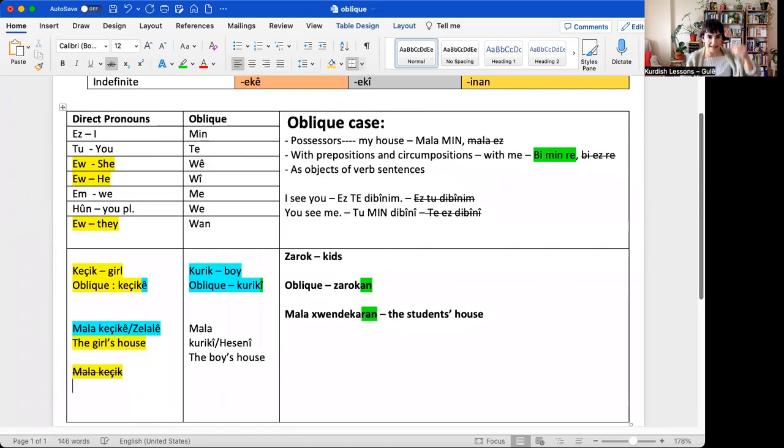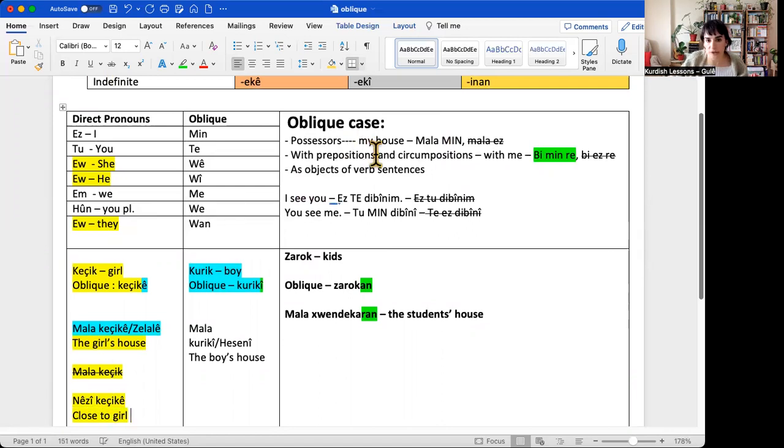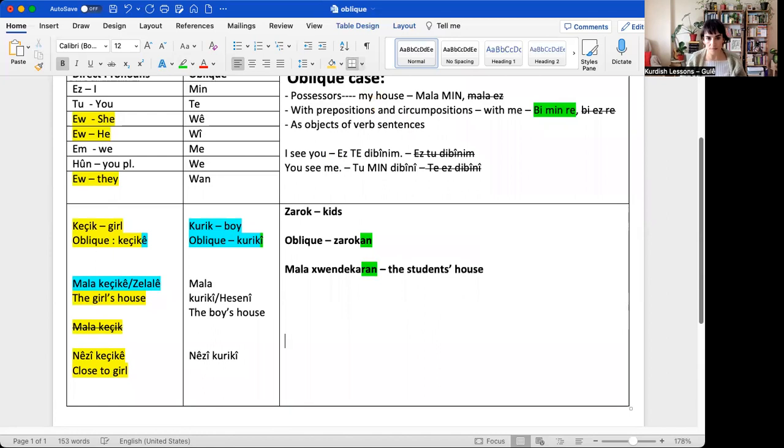Now with prepositions, let's say nezi, which is close to the preposition. Nezi keçike, close to the girl. Because the rule says with prepositions or with circumpositions, you need an oblique noun, okay? So you don't say nezi keçik, you say nezi keçike. Same for this one: nezi kurki, okay? Nezi kurki. Or nezi kurkan. So nezi kurki means close to the boy.